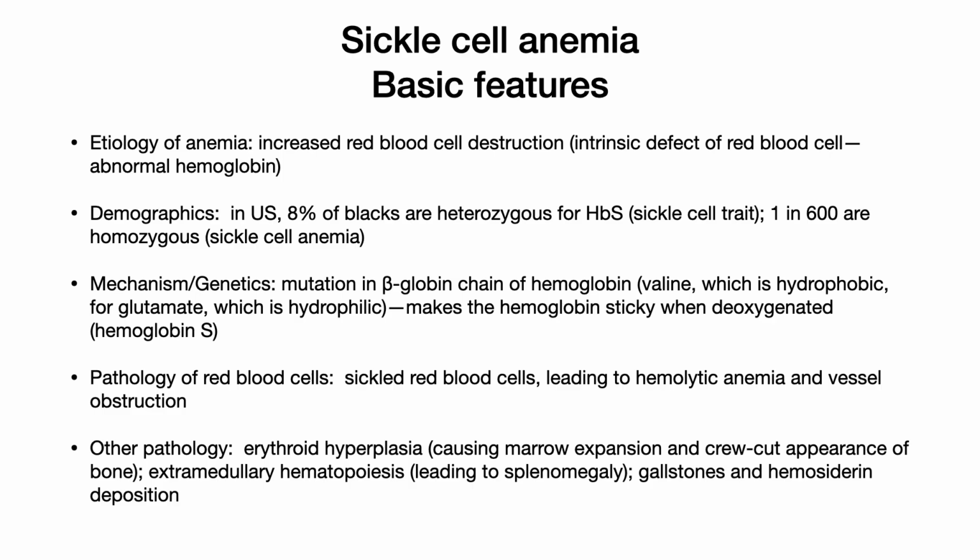Okay, another form of increased destruction is sickle cell anemia. The etiology is increased red blood cell destruction because of an intrinsic defect in the red blood cell, and that is abnormal hemoglobin. Very common in the United States, 8% of blacks are heterozygous for hemoglobin S, and it says 1 in 600 are homozygous.